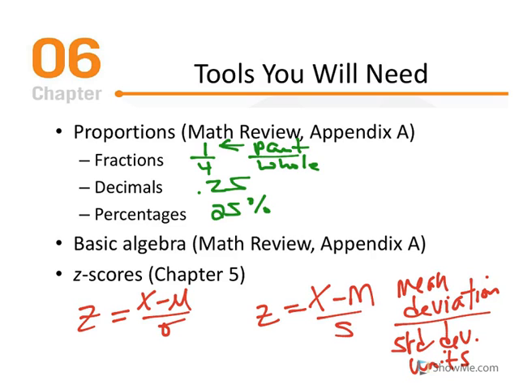What is the chance that this score will occur? What is the probability of obtaining a score above a certain score, below a score, between two scores? So all of this information that we learned in Chapter 5 will be utilized in this chapter in relation to finding probability.